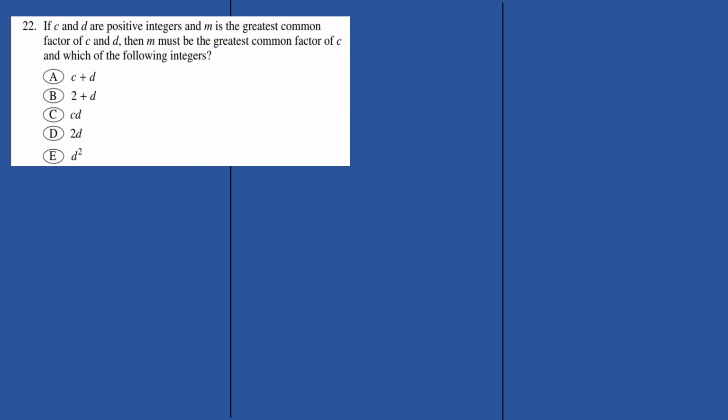C and D are positive integers. So let us take C to be 12 and D to be 6. The GCD of 12 and 6 is 6. GCD of 12 and C plus D, which is 18, is 6. The GCD of 12 and D squared, which is 6 squared, 36, is 12. So only the first two are the same, and hence our answer is A.